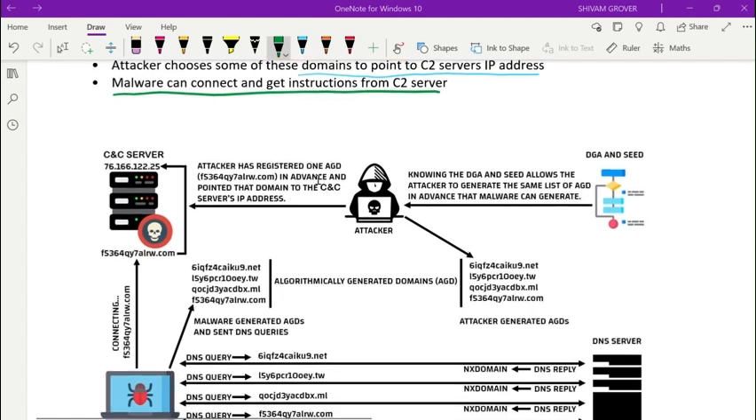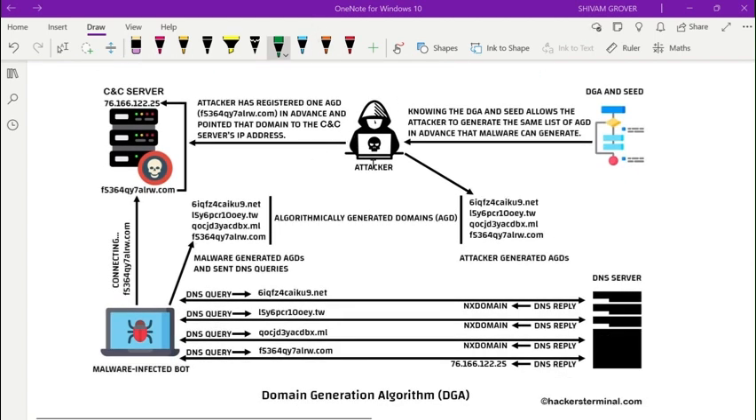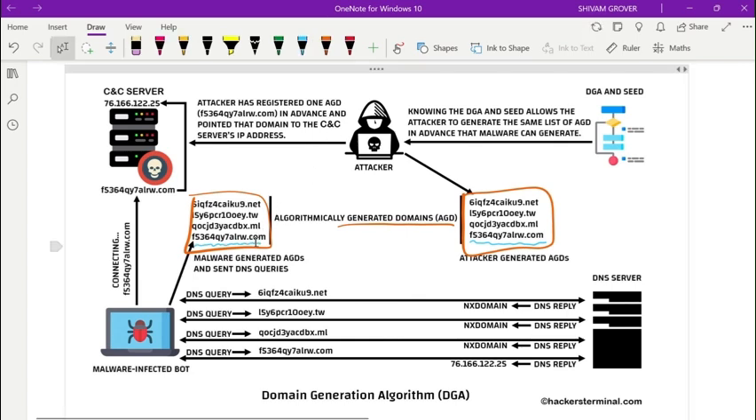And this process can be understood with this following diagram. So in this diagram, first of all, we should notice that the same DGA and seed are provided to both malware and the attacker. And then using the domain generation algorithm, they can generate these domain names. And let's say that the attacker registers this domain name. So now this domain name is going to correspond to the C2 server.